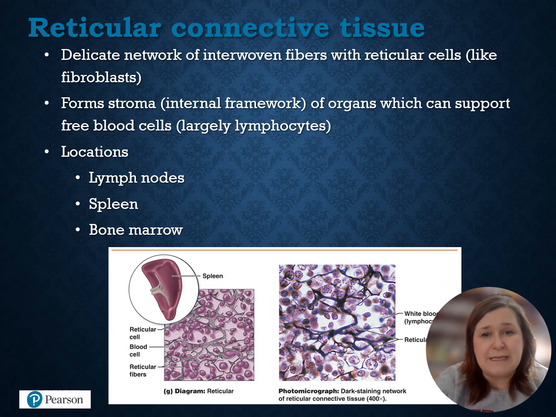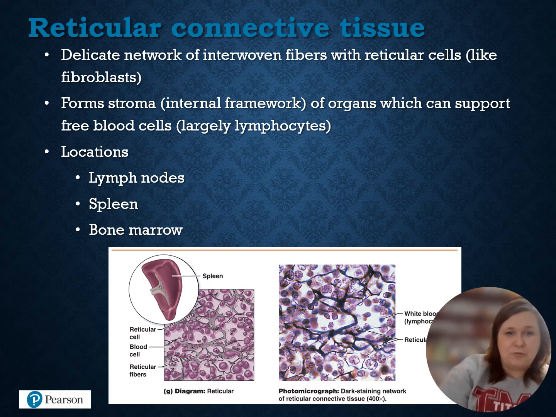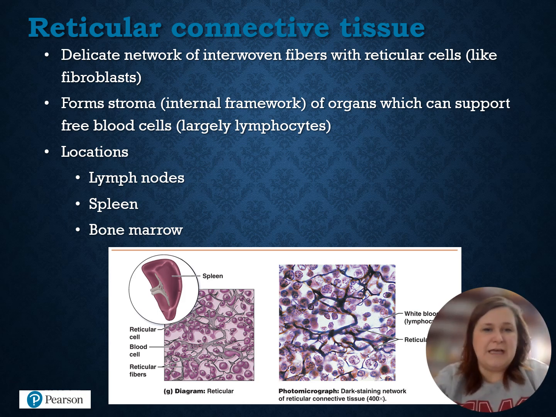You also have reticular connective tissue. So reticular connective tissue is a delicate network of interwoven fibers. And this is going to have reticular cells like fibroblasts. So this is going to form the stroma, or the internal framework of organs, which can support blood cells or lymphocytes. We will find this in the lymph nodes, the spleen, and the bone marrow.